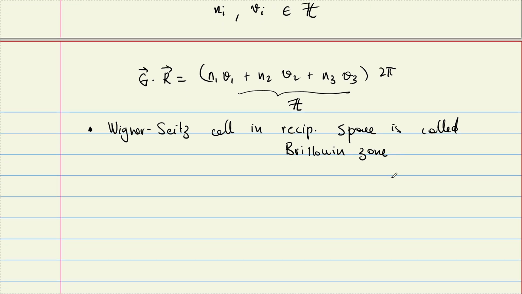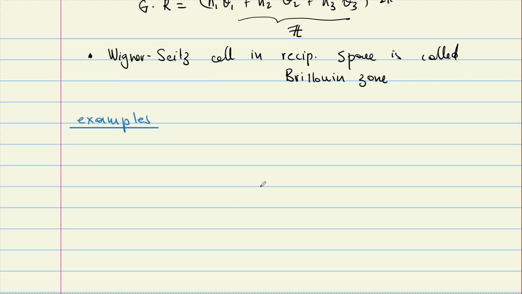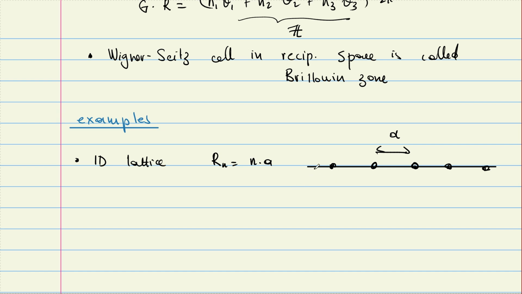Okay, now I want to go through some examples. Let's start with the simplest possible lattice, the 1D lattice. So Rn is going to be some n times a, something like that. And the difference between each lattice site is a.